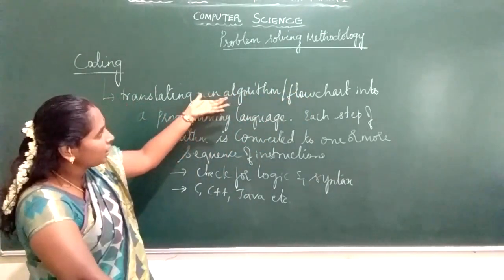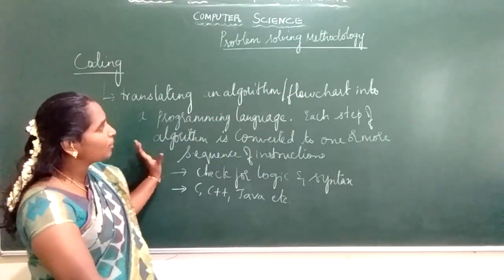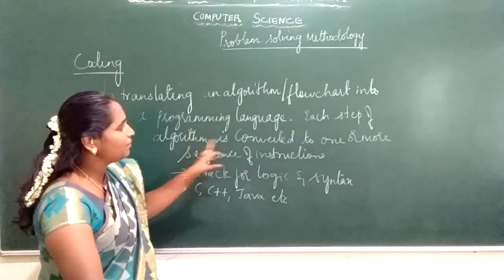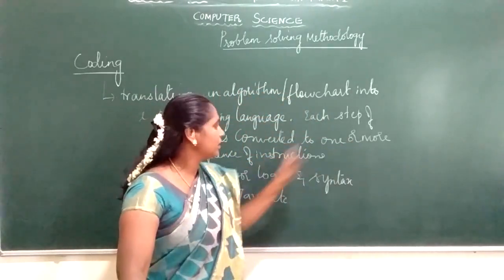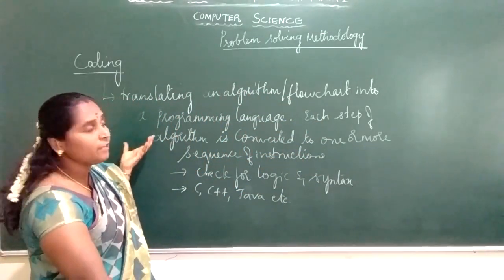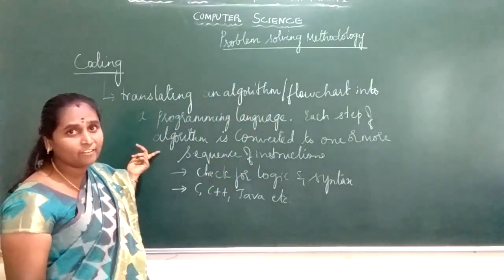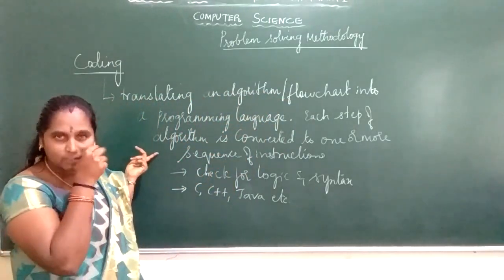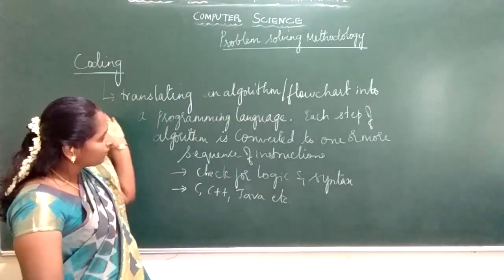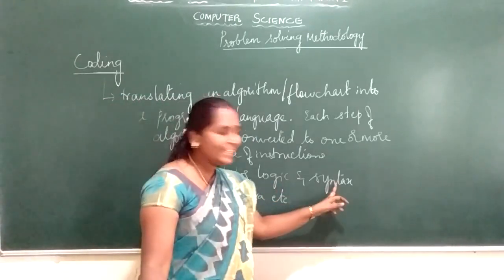Whatever algorithm you have written for a particular problem or problem analysis, each step of the algorithm can be converted into one instruction or more than one instruction, that is, sequences of instructions. While doing an algorithm and flowchart, you do not use a specific language, you do not check any logic and syntax, and you do not follow certain rules. But when you convert it into your program code, you are going to check for logic and syntax.